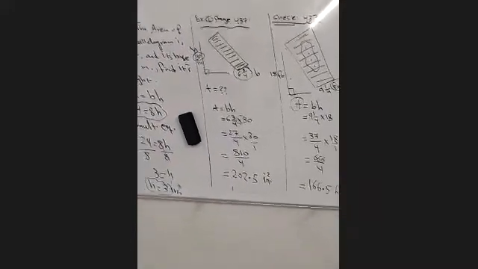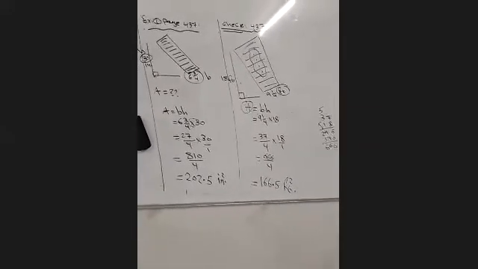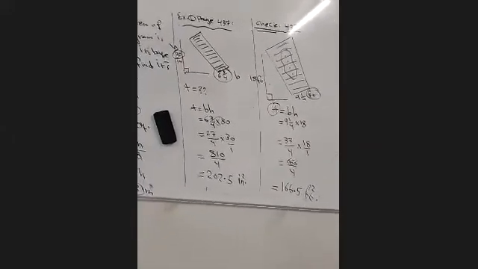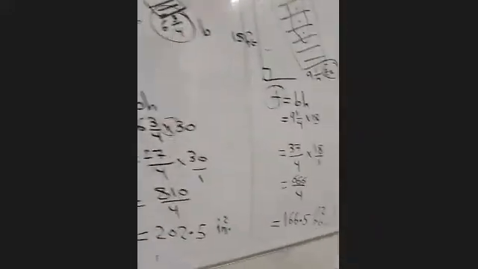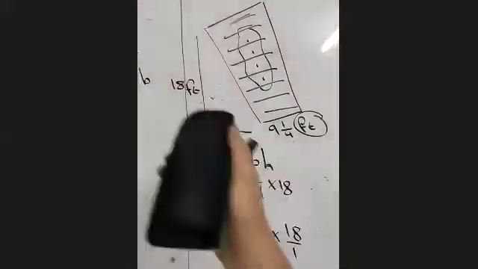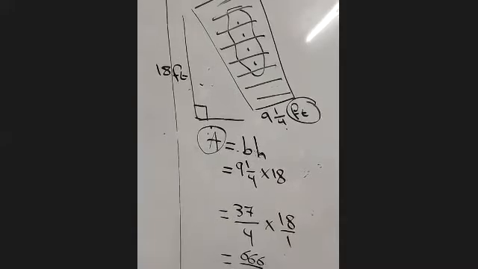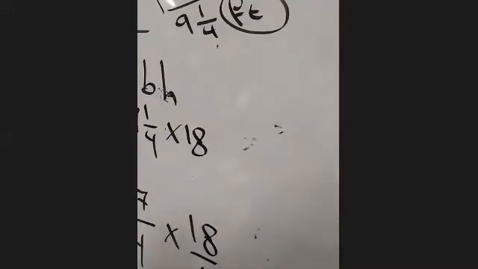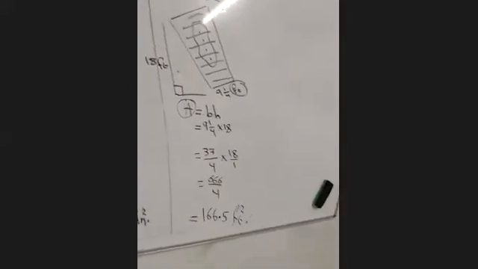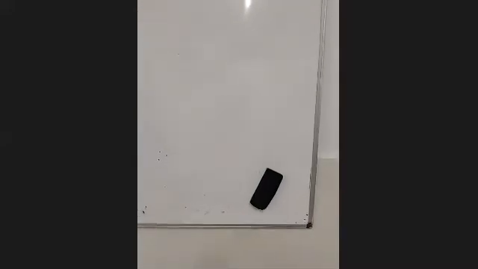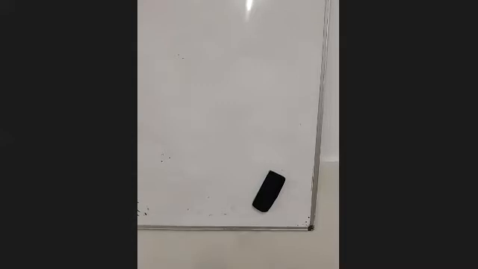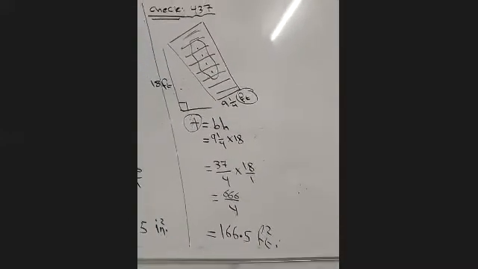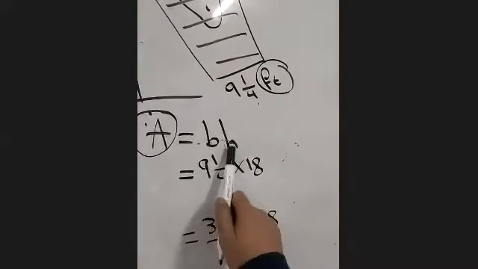Omar. Mister, I don't understand this question, the check. This is the base, this is the height, right, Omar? Yes. Okay, what's the formula? A equals BH. This is the formula. How much is B? B equals 9 and 1 over 4. I replace it by 9 and 1 over 4. How much is H? 18.